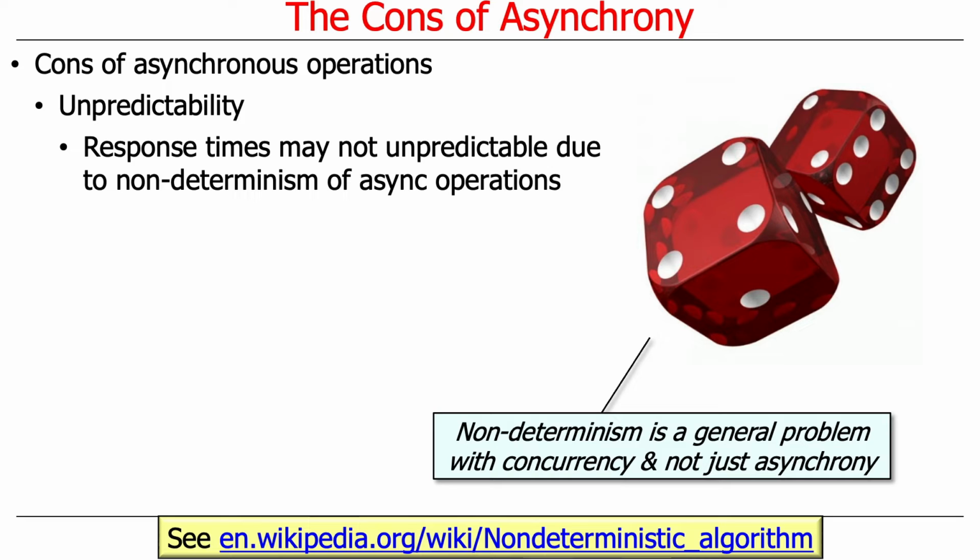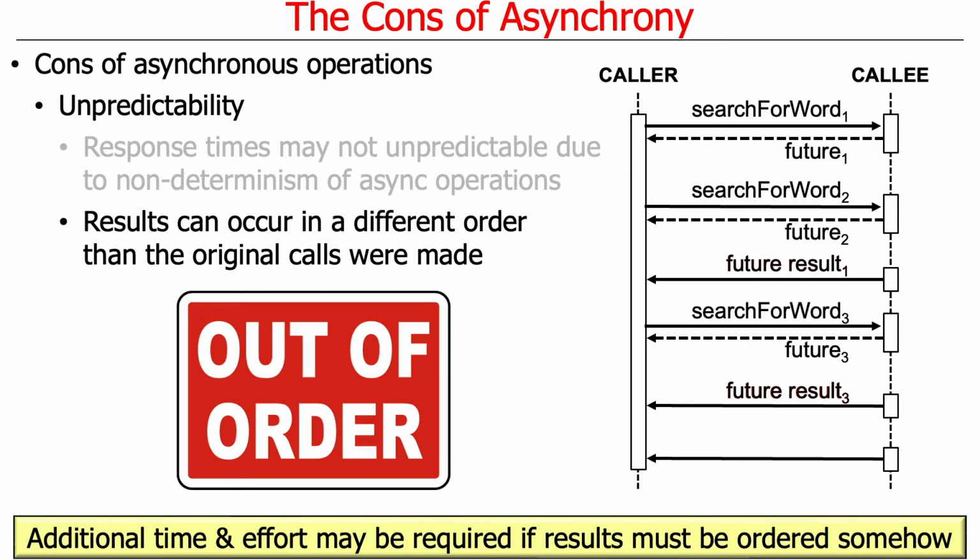Things don't run in lockstep. They run when they feel like running, when the scheduler decides to run them. And this is a problem in general, or an issue, not necessarily always a problem. Sometimes it's a feature with concurrency in general, not just with asynchronous programming, but it's something to be aware of.